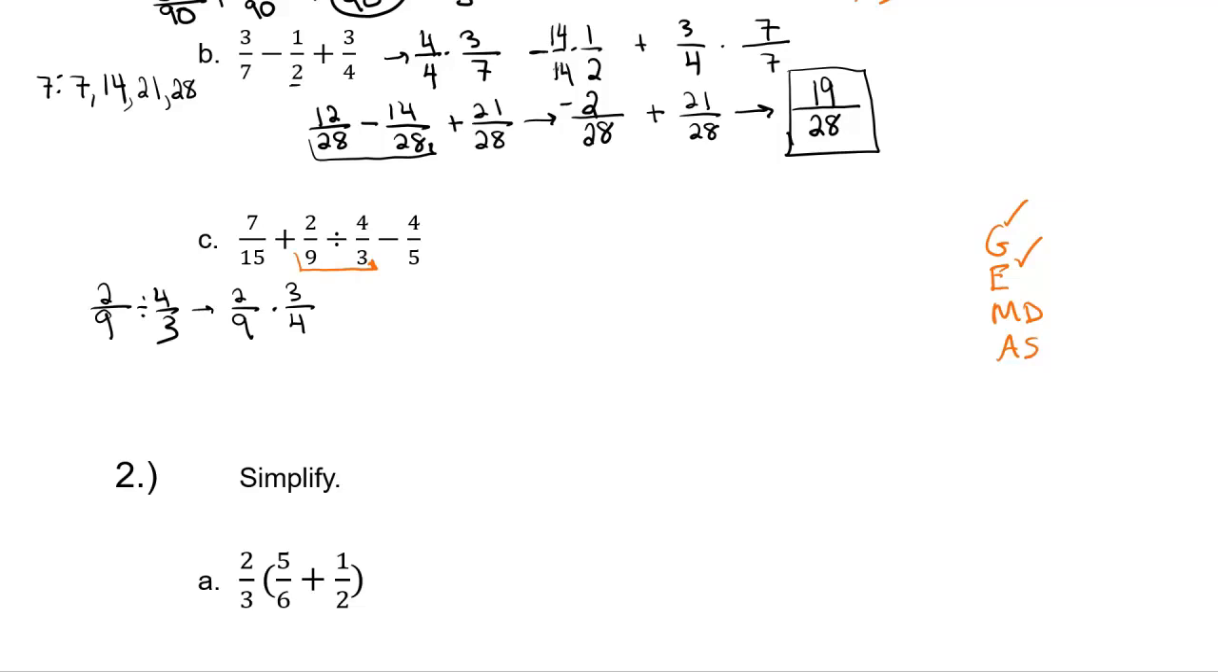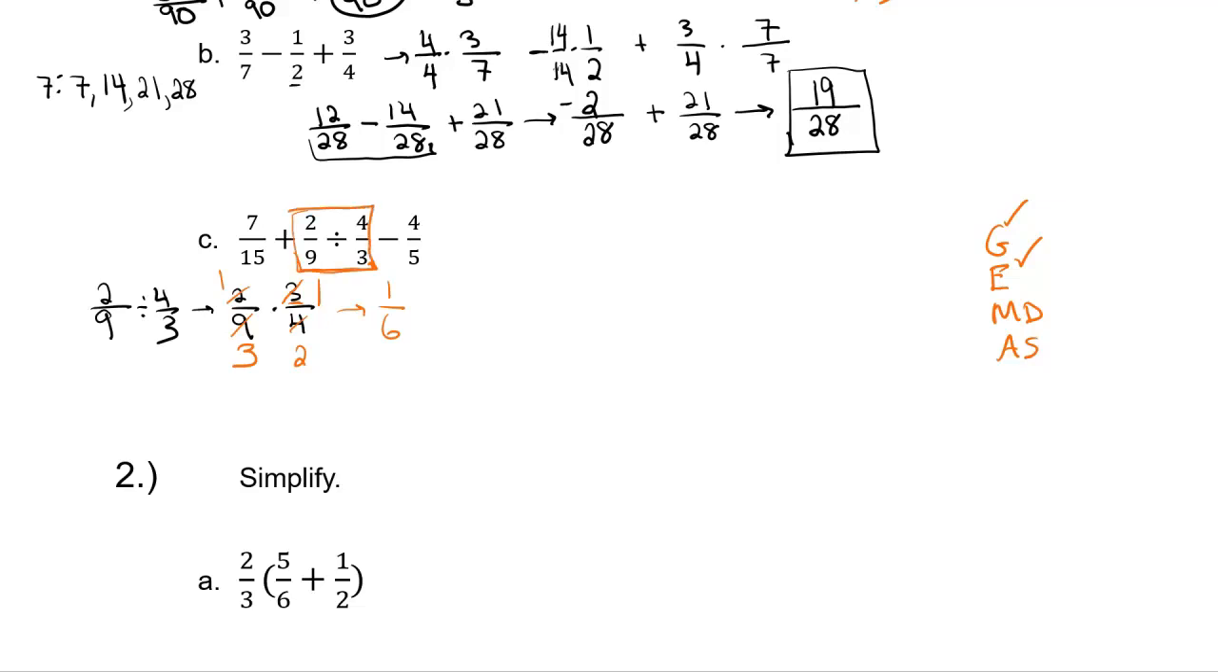Okay, so I've done my reducing now, or no, I haven't. I did my flipping and multiplication. Now I need to do my cross canceling. So I do see that 9 and 3 have a common factor. So 3 goes into 3 one time, 3 goes into 9 3 times, 2 goes into 2 one time, 2 goes into 4 twice. Now I multiply across, so I get 1/6.